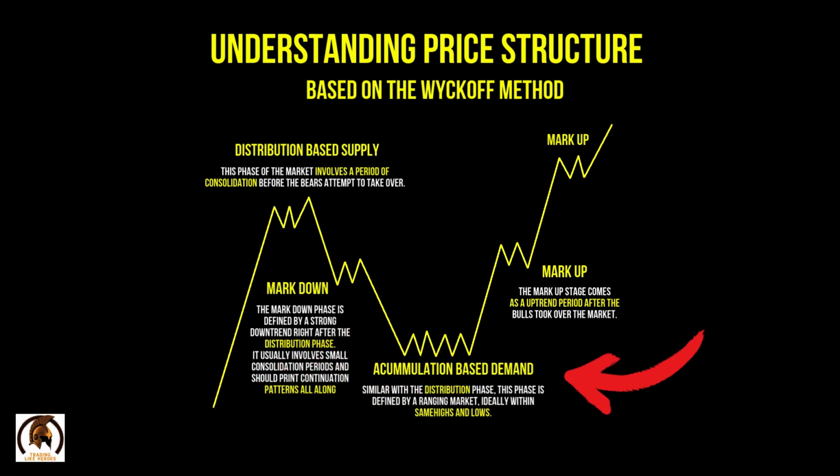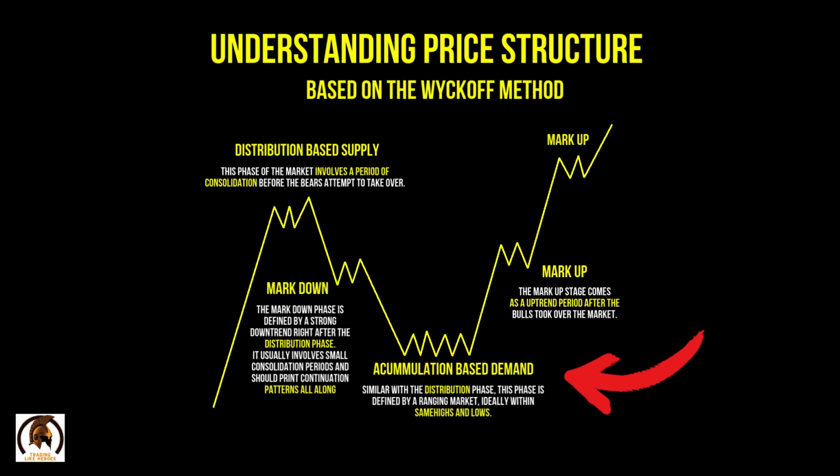3. Accumulation phase. Demand overcomes supply. After the markdown phase, the market enters accumulation, where smart money starts buying again at low prices. This is where institutional investors prepare for the next bull run. During accumulation, prices move sideways in a range.